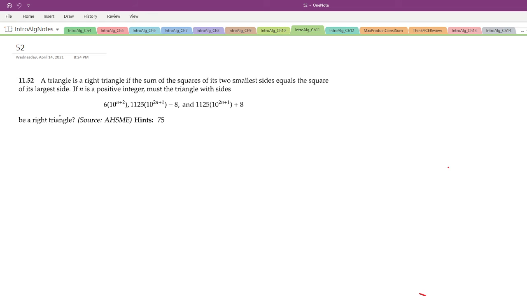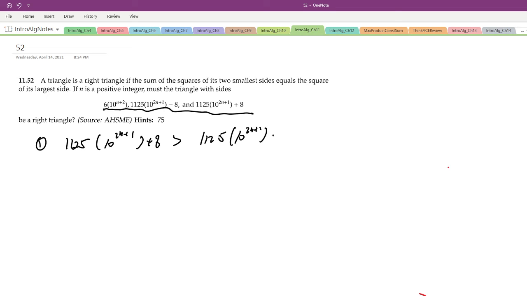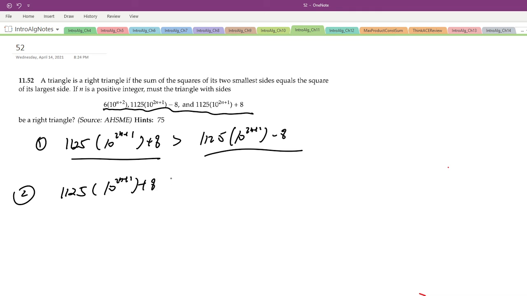Next, a triangle: whether it should be a right triangle if the 3 sides are like this. Okay, let's compare. So the first, very obvious: 1125 times 10 to the 2n plus 1 plus 8 is greater than 1125 times 10 to the 2n plus 1 minus 8. And the second one, we can also see 10 to the 2n plus 1 plus 8 is also greater than 6 times 10 to the n plus 2.